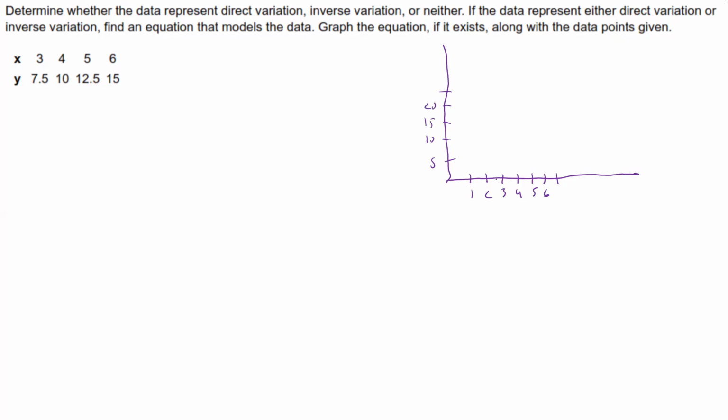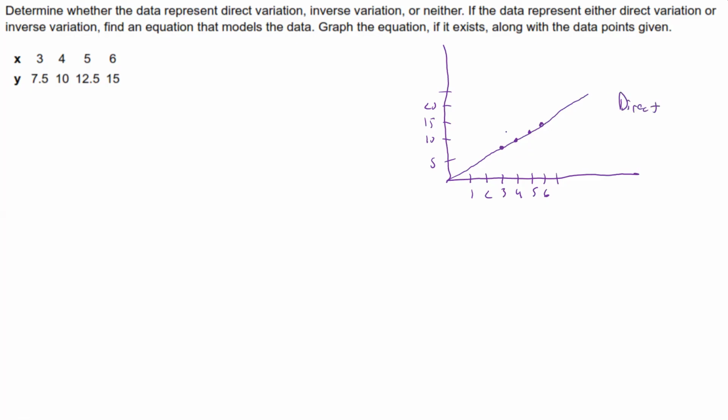And so at 3, it's 7.5. So that's somewhere about here. 4 is about 10, so it's a little higher. 5 is 12.5, so it's a little bit higher. And 6 is at 15, so it's just a little bit higher. So to me, it looks like it's a direct variation. It's just a straight line. Okay. So I'm going to say direct.